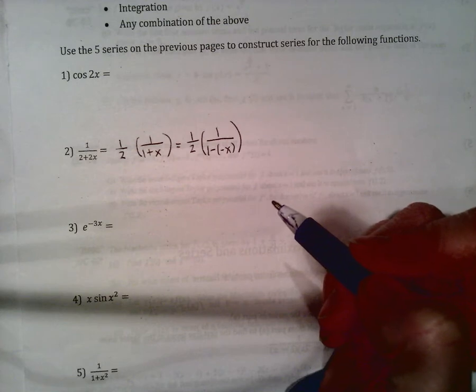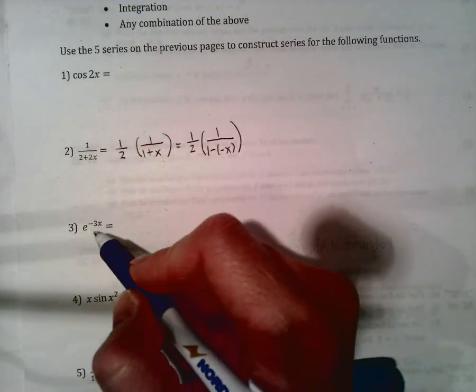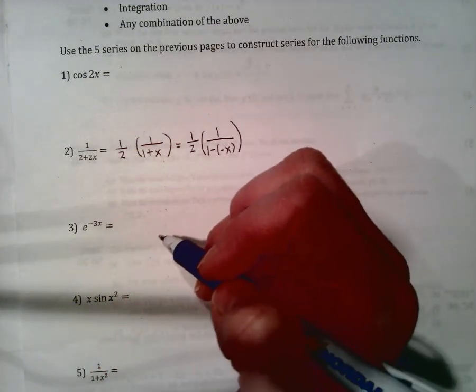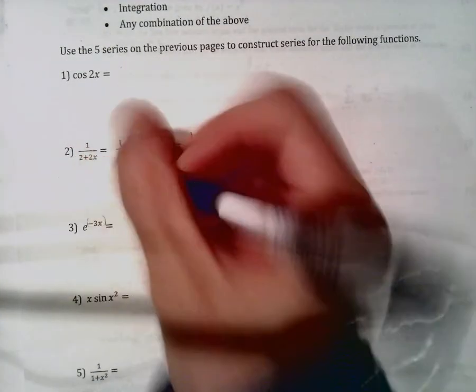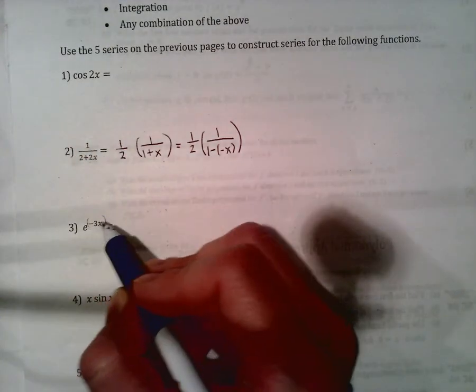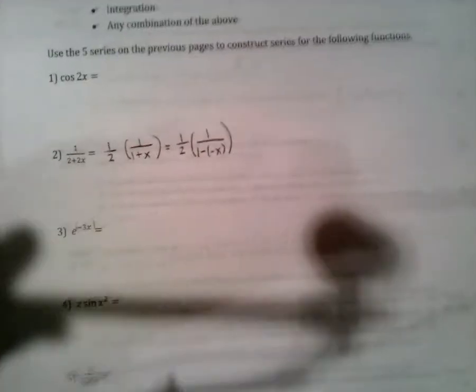Okay, for the e to the negative 3x, you would just use your series for e to the x and replace all the x's with negative 3x. That one's not too bad.